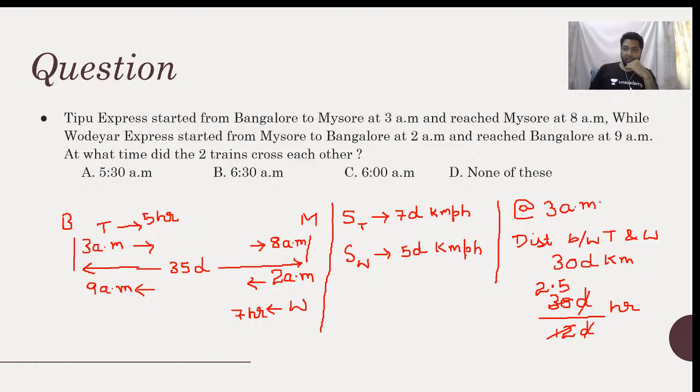2.5 hours from where? 2.5 hours from 3 a.m. is what time? 5:30 a.m. Therefore, at what time did the two trains cross each other? At 5:30 a.m. the two trains crossed each other. Is that clear? Got it?